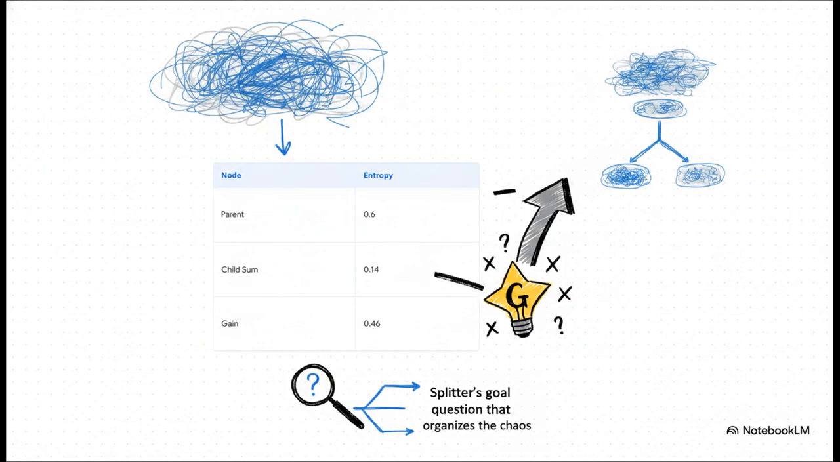But we don't just calculate entropy for the fun of it, right? We use it to find information gain. By calculating the entropy of a parent node and then subtracting the weighted sum of the entropy of its child nodes, we can see exactly how much uncertainty we just eliminated. In this example, 0.6 minus 0.14 gives the tree an information gain of 0.46. The splitter's goal is always to maximize this gain. Find the question that organizes the chaos best.